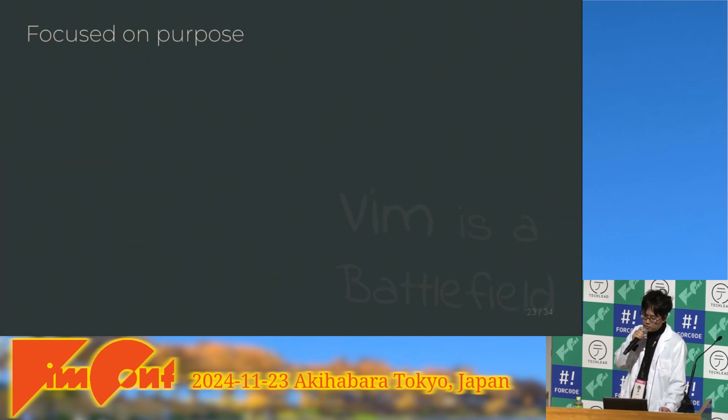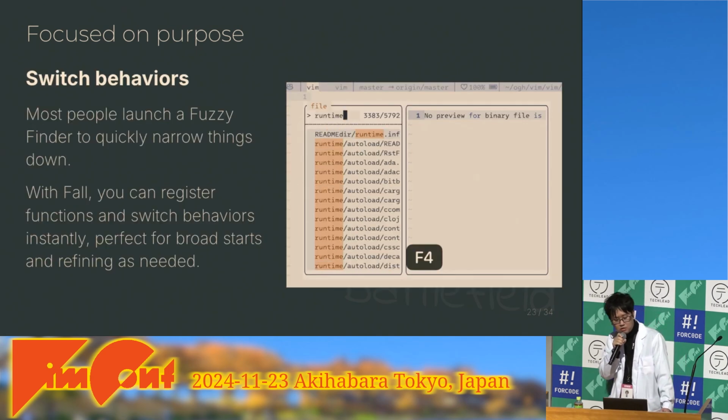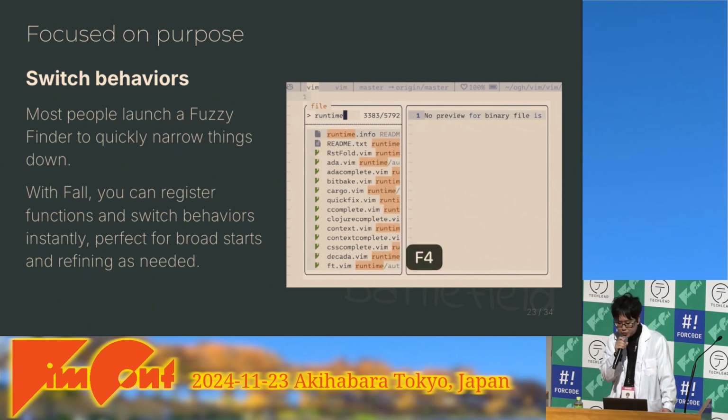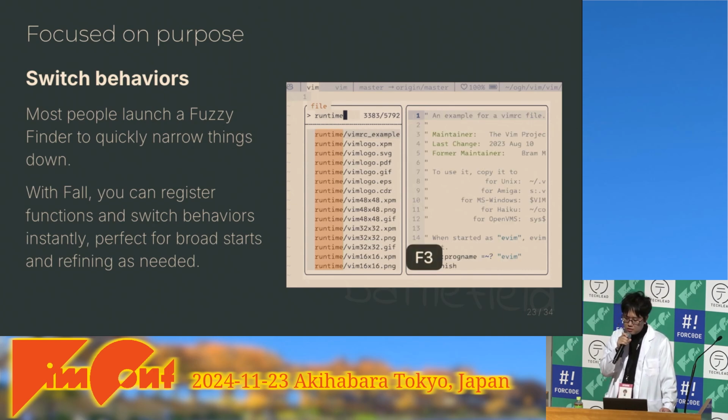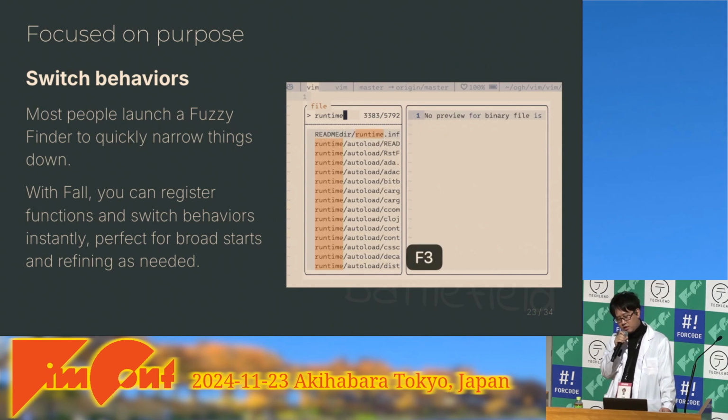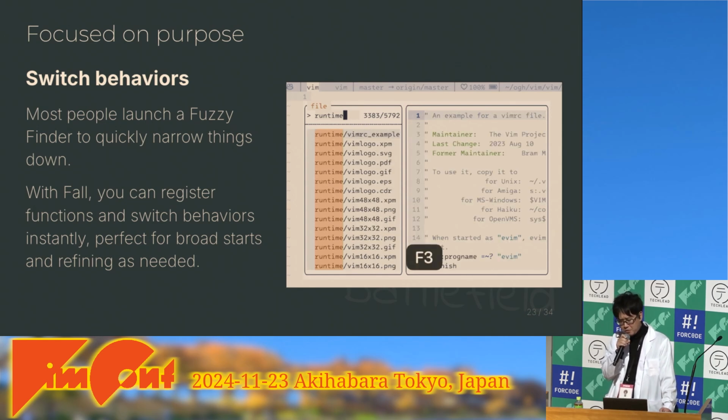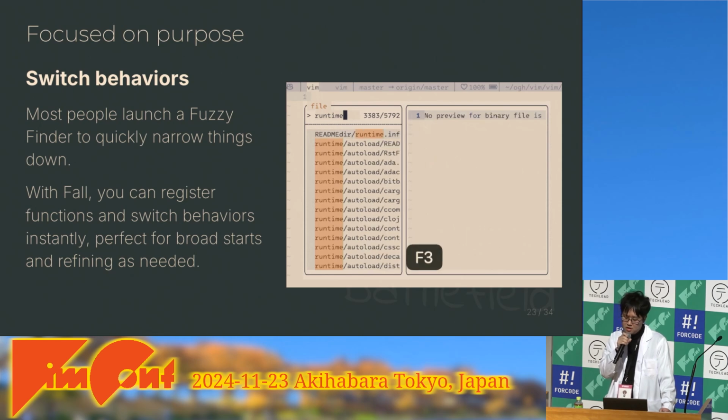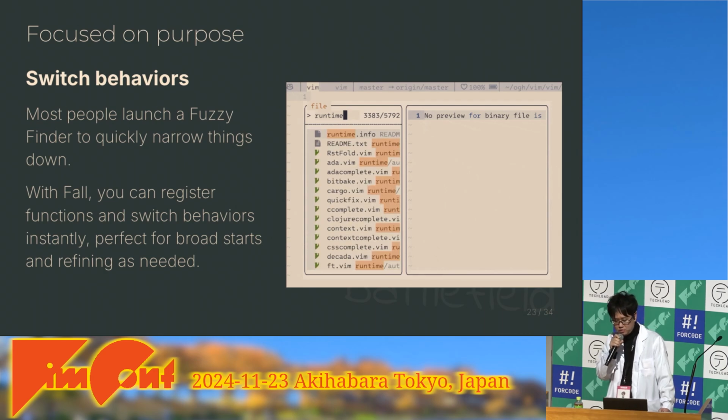The next feature is the ability to dynamically adjust behavior while Fall is running. Many users launch a fuzzy finder casually, thinking, I just want to narrow this down. But often, after starting a search, they realize it's not filtering as expected, and end up relaunching the fuzzy finder with different options.